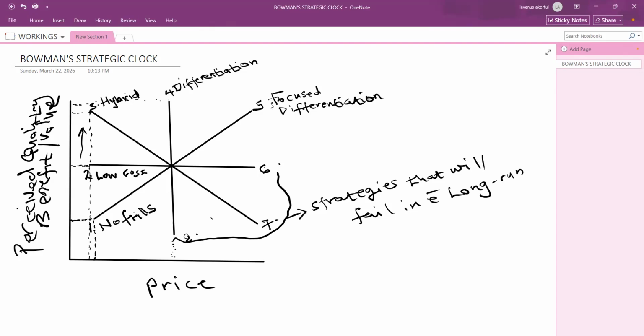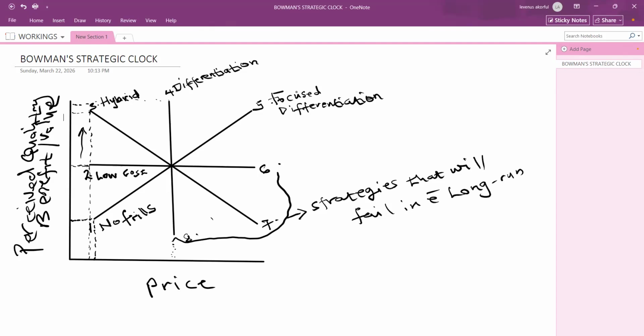strategy, according to Bowman, which when you employ, you can succeed, is what he called the focused differentiation. Focused differentiation is where you target a particular segment of the market who are perhaps underserved, not served, neglected, okay? And then you tailor the product to serve them.